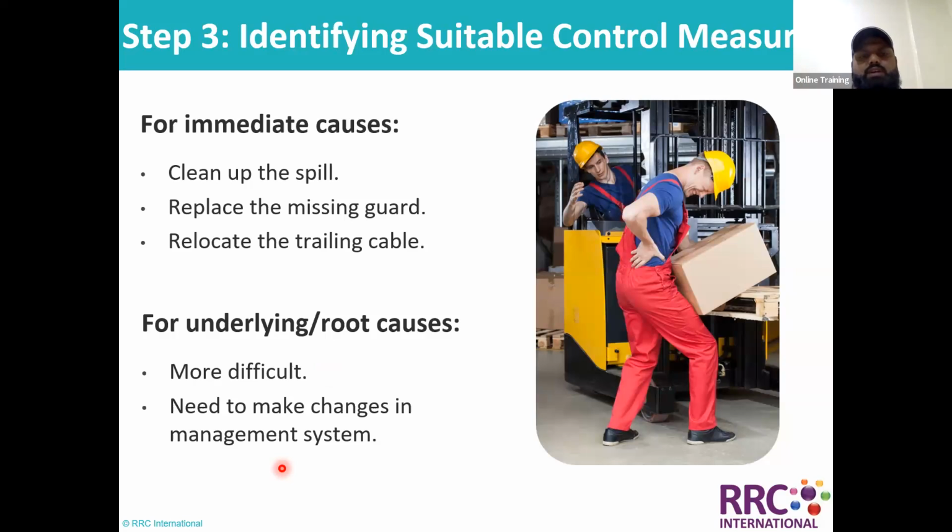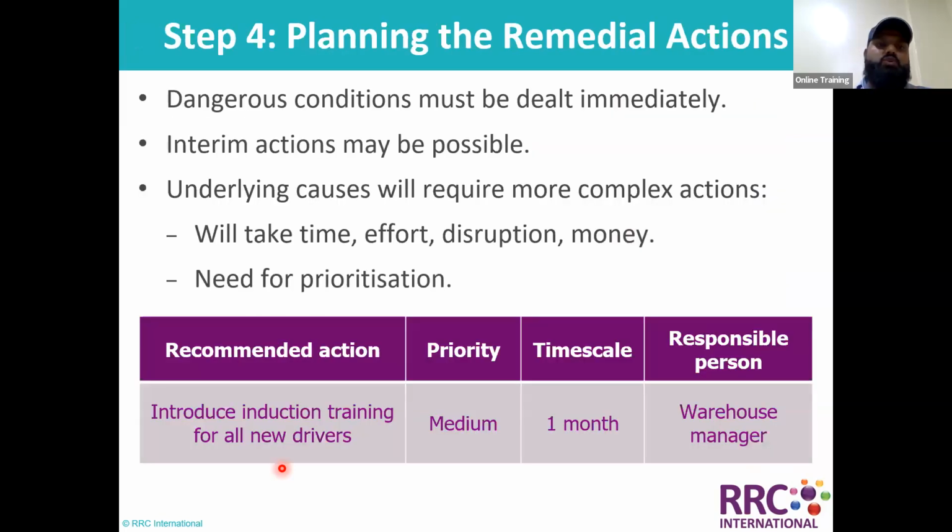What kind of management system, by the way? Your health and safety management system. Then you will go and make changes in the health and safety management system. So then you will be fixing the issue, and then you are going to plan the remedial action so that we can fix the whole scenario. Dangerous conditions must be dealt with immediately. Interim actions may be possible. Immediate actions may be possible. You are removing the cables from there, or you are cleaning up the area, for example.